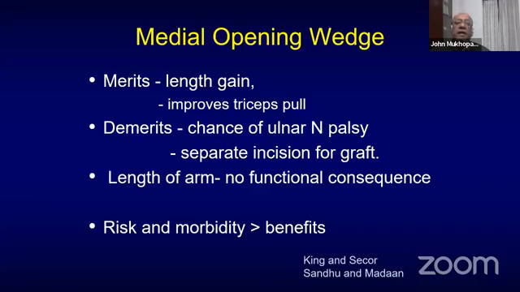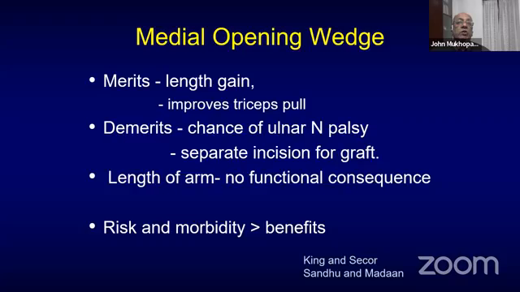The medial opening wedge has been advocated by King et al. and Professor Sandhu as well from Amritsar. And it has some merits in that you get back your length and it improves the triceps pull, and you will not get the lateral prominence that you get with the lateral closing wedge osteotomy, or at least will not increase the lateral prominence.